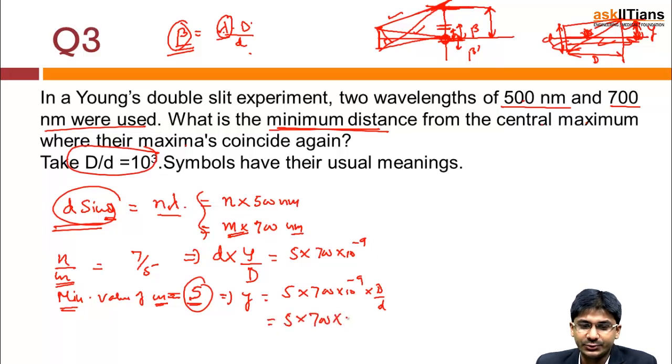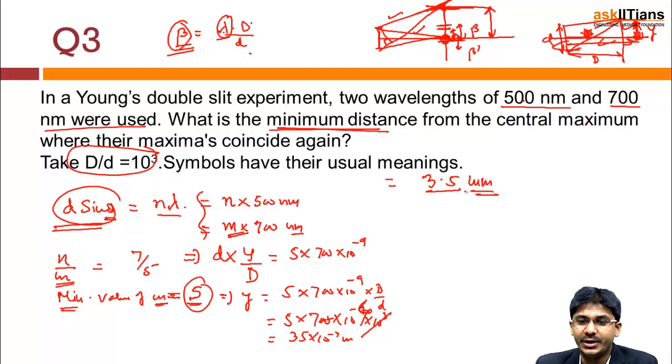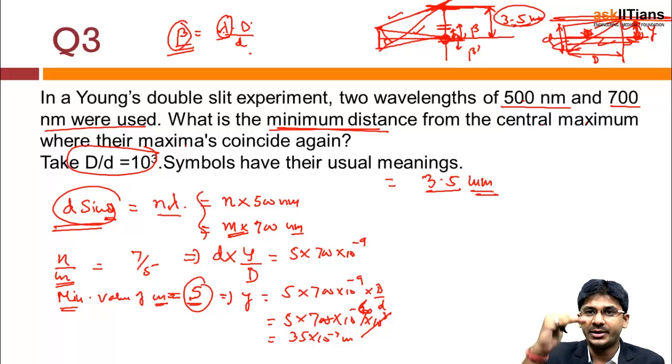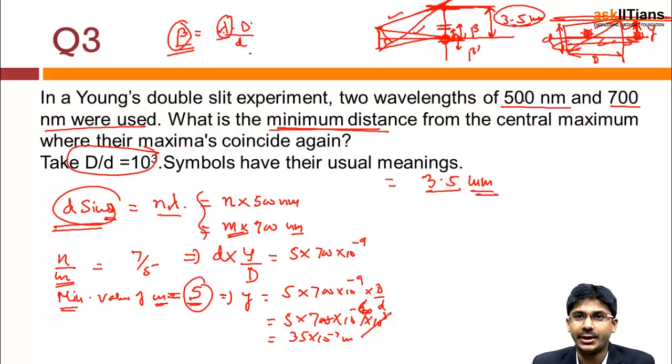So this is 5 into 700 into 10 to the power minus 9 into 10 to the power 3. This makes this 6. These 2 make this 4. So you have 35 into 10 to the power minus 4 meter. What it means is 3.5 millimeter. So that means they are going to coincide after 3.5 mm. This height, when they will coincide again, this is 3.5 mm. So after 3.5 mm on the screen, they will coincide again.